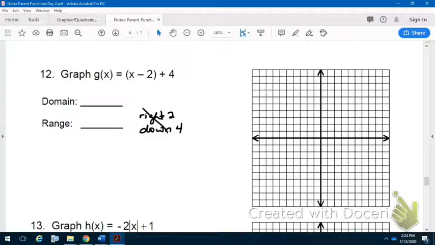So instead of doing this, I just want you to combine the negative 2. X minus 2 plus 4, that's going to be x plus 2. And then graph that line. You have a positive 2, and you have a slope of 1, so over 1, up 1, over 1, up 1. And then you can just draw your line through there. Okay.